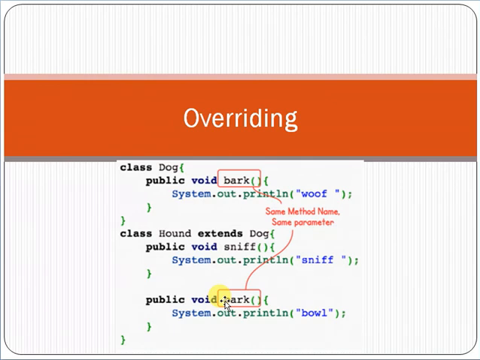You see the bark method here and this bark method here, it is the same method, with the same method name and same parameter. It is very necessary in overriding that the method name should be the same and the parameters should also be the same, but it will be extended in the child class. So this is the main concept of overriding.